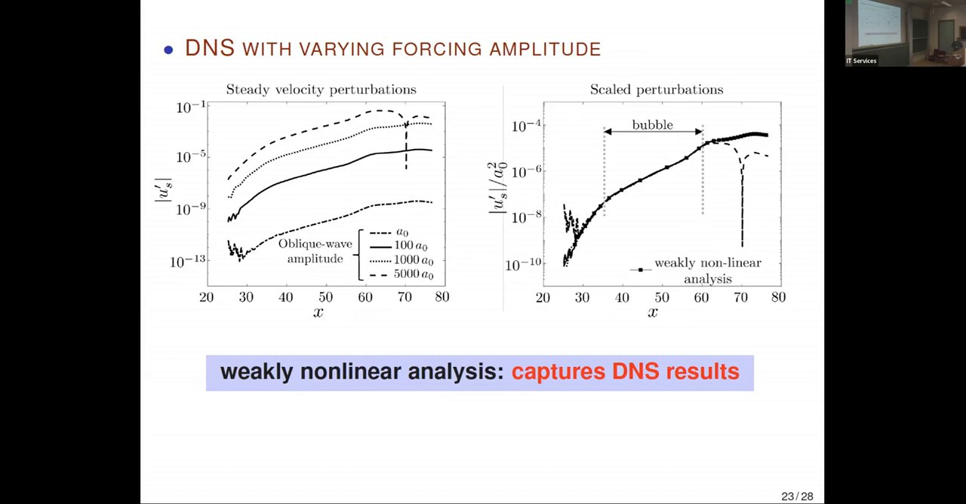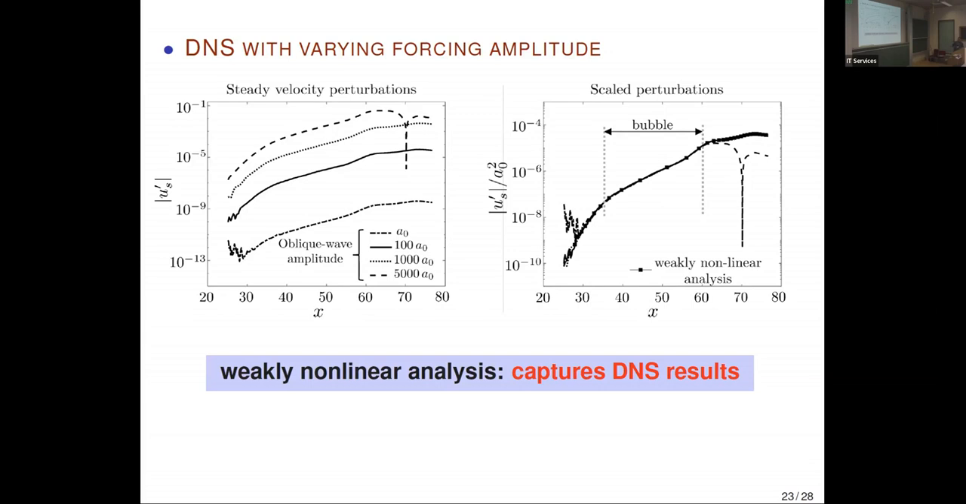In fact, this plot here shows energy of steady streamwise velocity fluctuation for 4 different amplitudes. So I'm changing the base amplitude here by 3 orders of magnitude, okay? And if you scale these plots, I'll be done. I promise to be well behaved, so I'll keep my promise.